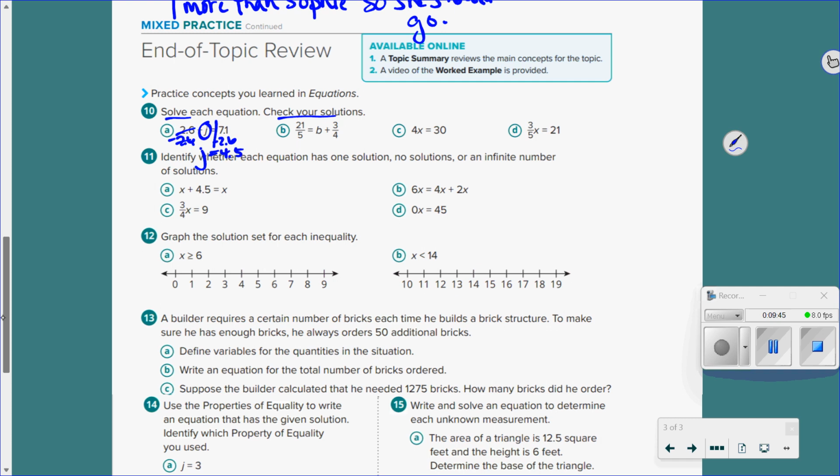Next one, here's my fraction, my decimal on this, or variable on this side. So I'm subtracting 3/4 from both sides. In order to do addition or subtraction with fractions, I need a common denominator. I have a 5 and 4, meaning it's going to go to 20.